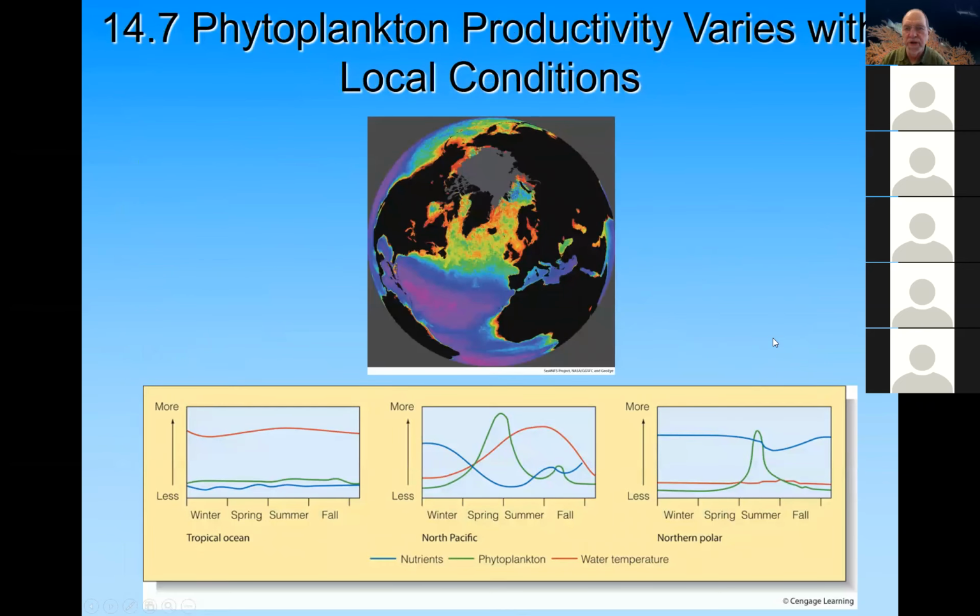And phytoplankton productivity is going to vary with local conditions. In the tropical ocean, the seasonal patterns don't matter nearly as much. This is sort of a conceptual diagram, and summer doesn't particularly determine anything, so water temperature is constant, nutrients are constant, and the population of phytoplankton is relatively constant. In the North Pacific, we can see a much stronger seasonal variation.